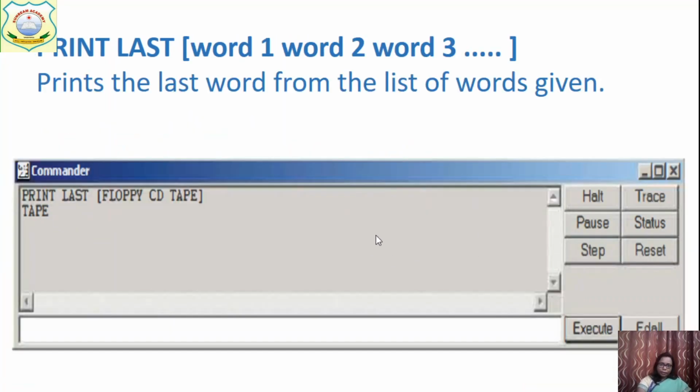Now in the same way, if we have a list of words and we have to print the last one, then we will use print last and then put the bracket. In this way: print last, bracket, word 1, word 2, word 3. Here in the example you can see print last, bracket, then floppy CD tape. It will print tape. Instead of last, if it is written first, it will print floppy. If we write print last, it will print the last word, that is tape.